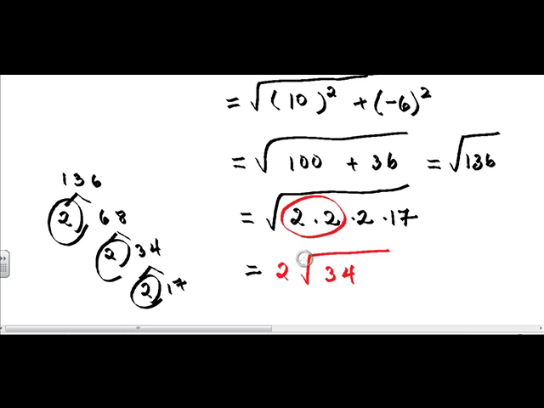Okay, so this is your value, the distance between the 2 points, as the exact value. If you want it to be an approximate value, then you can take the square root of 136 by using your calculator. So it's approximately 11.6619, approximately.